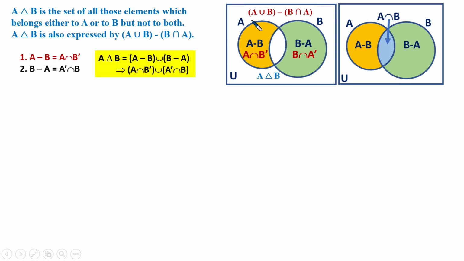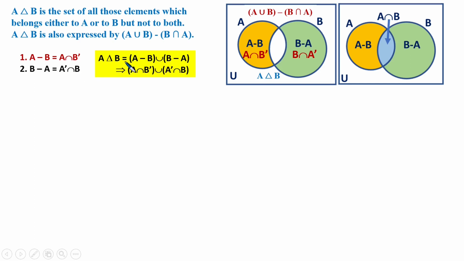So when you take an intersection of B prime with A, you will not get this region. Just draw with paper and pen and see. Similarly, B minus A: this is B, and then A prime is your whole region outside A, and if you take an intersection of this complement of A and B, you will get B minus A. So here I write B minus A is complement of A intersection B.